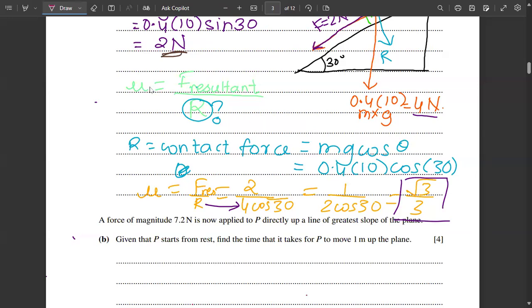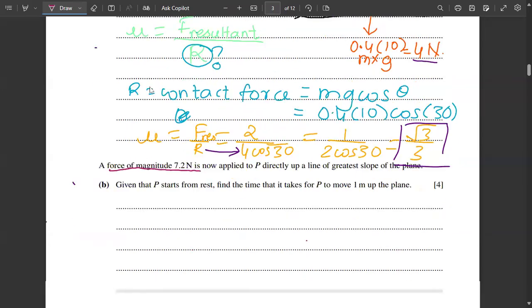Now let's go to the next question. A force of magnitude 7.2 Newton is now applied to P directly up a line of greatest slope on the plane. Now, what does this sentence mean?